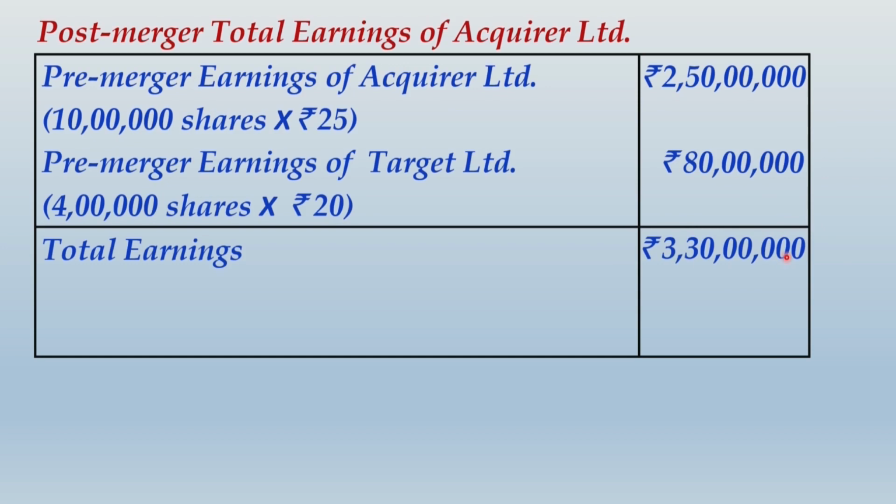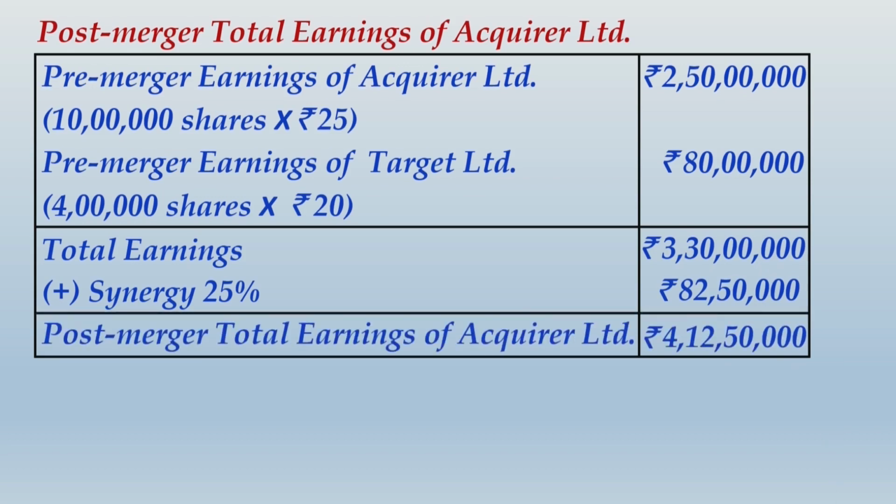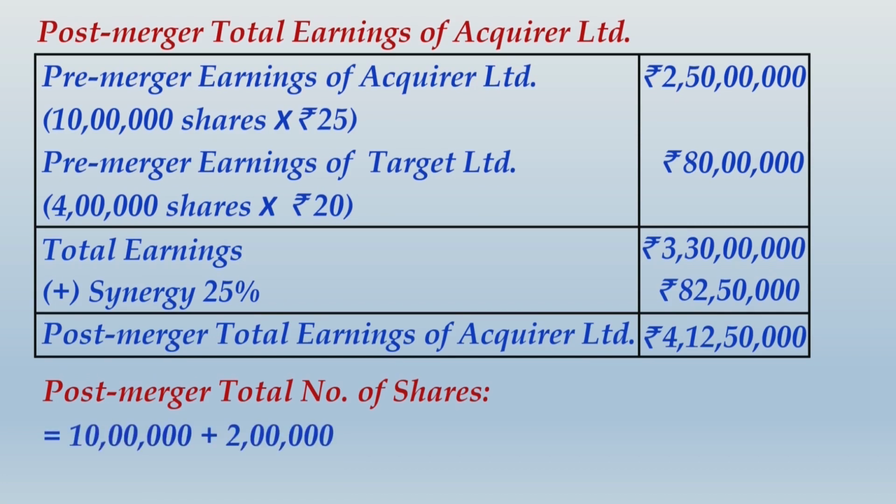Now this same thing could have been the post merger total earnings, but because of the effect of synergy, you are simply going to add 25% of 3 crore 30 lakhs, that will be 82 lakh 50,000. Finally, we conclude that post merger total earnings of acquirer limited will be 4 crore 12 lakh 50,000 after considering the effect of synergy. We will also work out the post merger total number of shares. That will be the original number of shares of acquirer company plus the number of shares it has issued to acquire the target company. So it is 10 lakh initial number of shares plus 2 lakh, that will be the additional shares issued as consideration. So post merger number of shares will be 12 lakh shares. So friends, before we move ahead, write up all these calculations quickly.